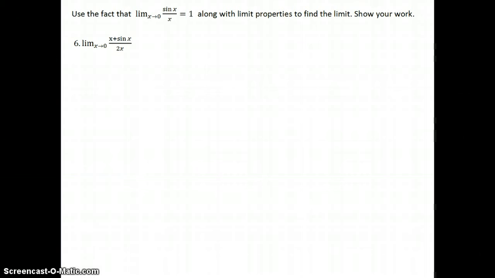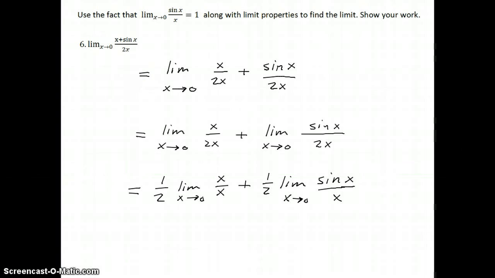Show the work. We have the limit as x goes to 0 of x plus sine x over 2x. Let's use some algebra to break this apart. The first thing I did is break apart x over 2x plus sine x over 2x, which gives us x plus sine x over 2x if we add it up. Then, using the properties of limits, I broke it apart into 2 limits in this next step.